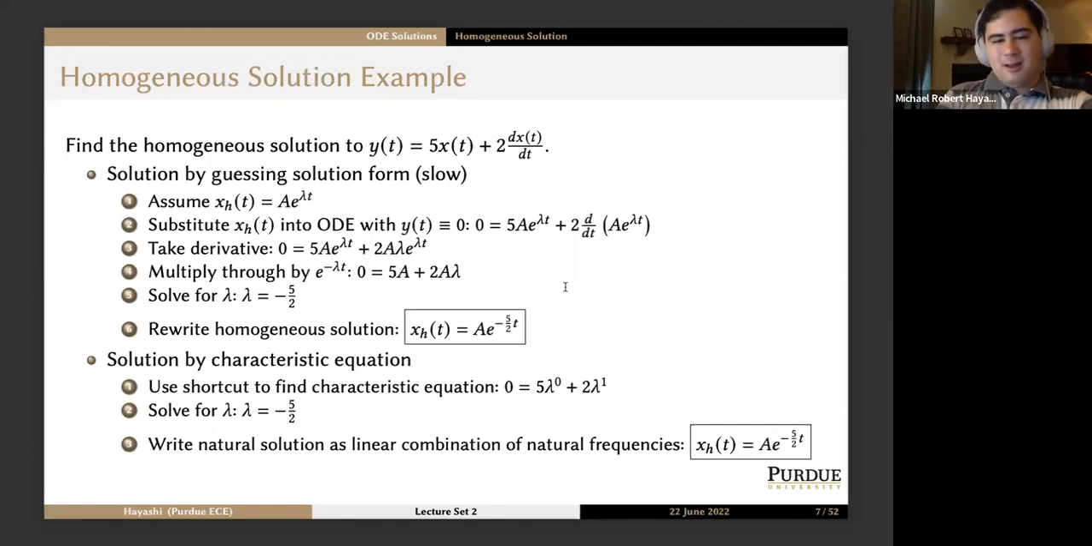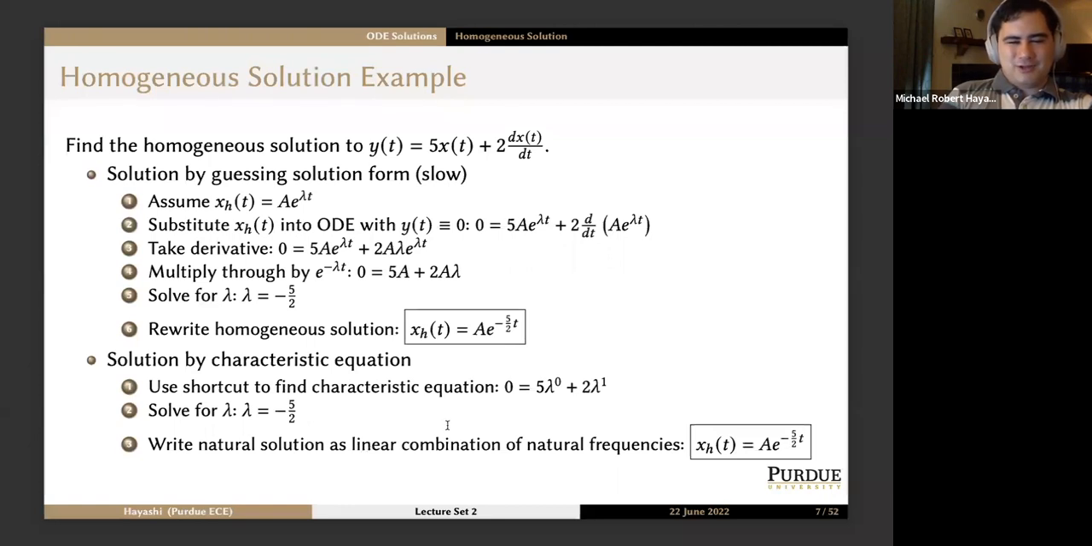Now, what about solution by characteristic equation method? So use the shortcut to find the characteristic equation. We just take this and set 0 equal to 5 times lambda to the 0, because it's the 0 derivative here, plus twice lambda to the first, because it's the first derivative here. Lambda to the 0 is just 1. So we subtract 5, divide by 2, and we get lambda is equal to negative 5 halves.